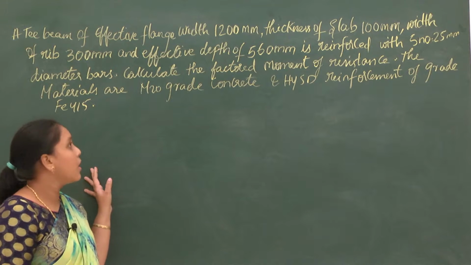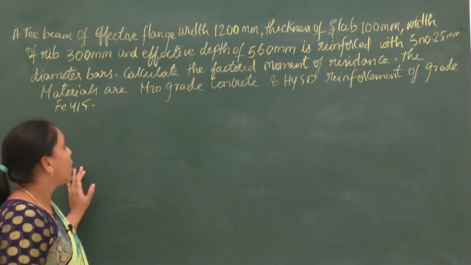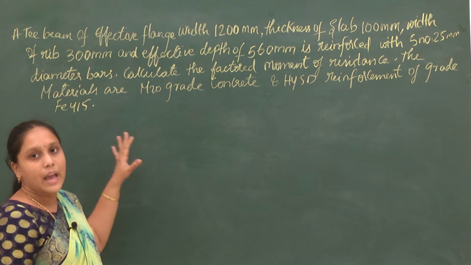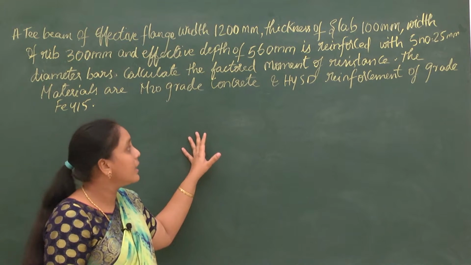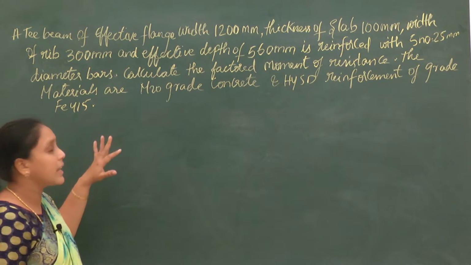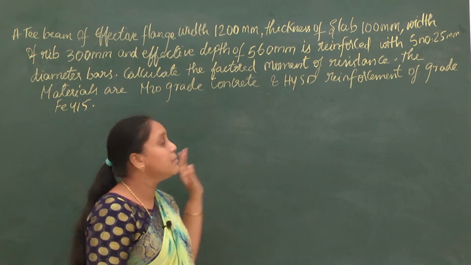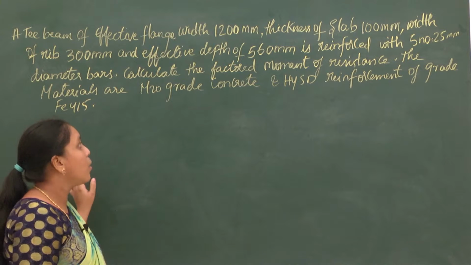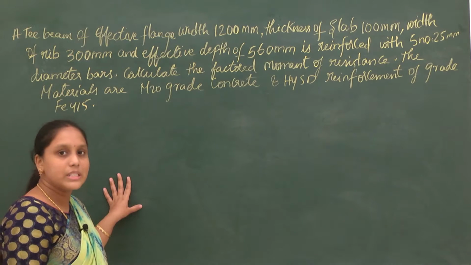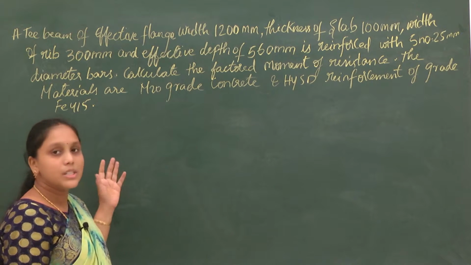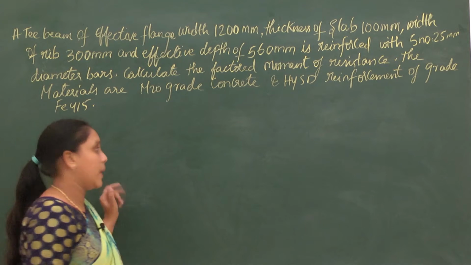So, the first problem is, he has given a T beam, and the cross-sectional dimensions, the grade of the concrete and the grade of the steel, everything is given in the question, and he is asking to calculate the factored moment of resistance. That is, in this particular question we have to calculate the moment of resistance, that is Mu. So first we will start with writing the given data.